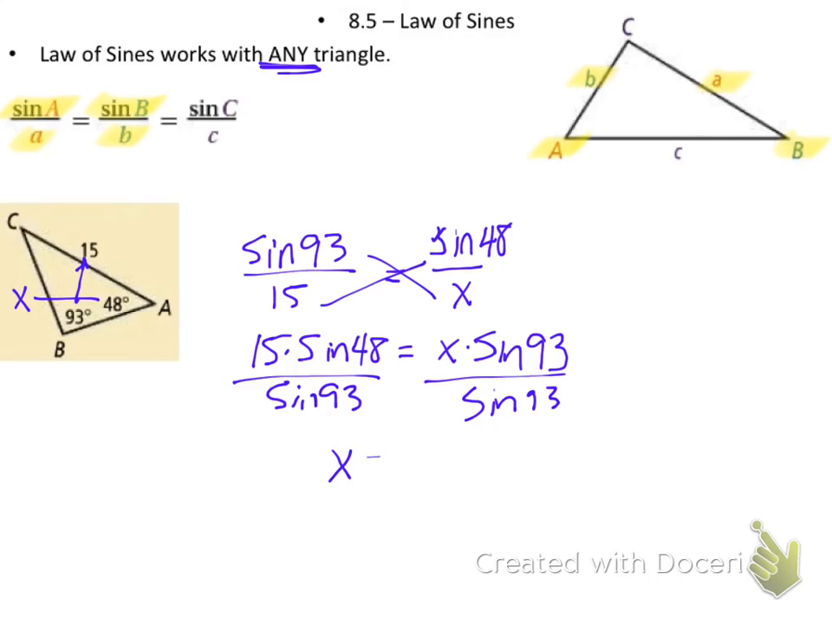So I get x is equal to, and again, as I plug this in, I'm going to plug in this whole thing, 15 times the sine of 48. Remember to put a parenthesis at the end of this 48 in your calculator, or else it'll mess it up. And then again, divided by the sine of 93, and make sure you put 93 in parentheses. So when I do that, I should get, I think it's 11.2.